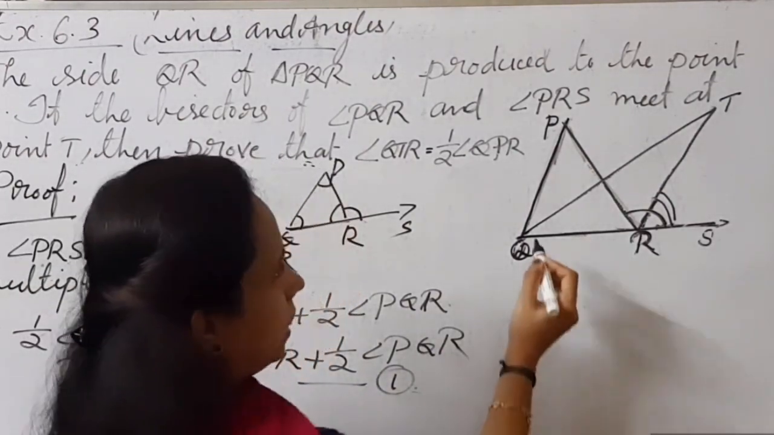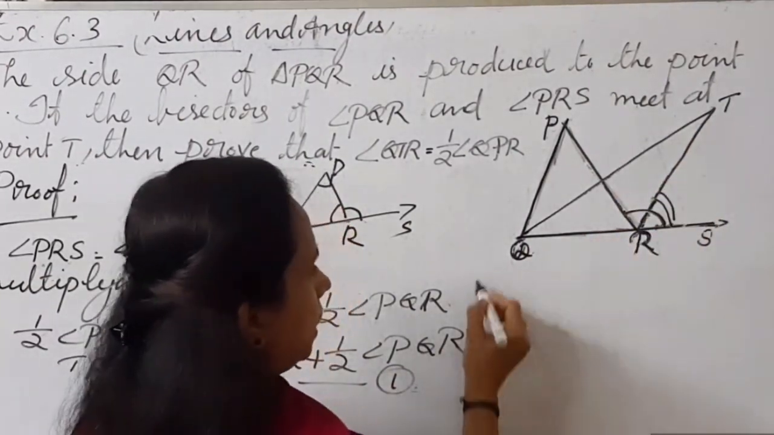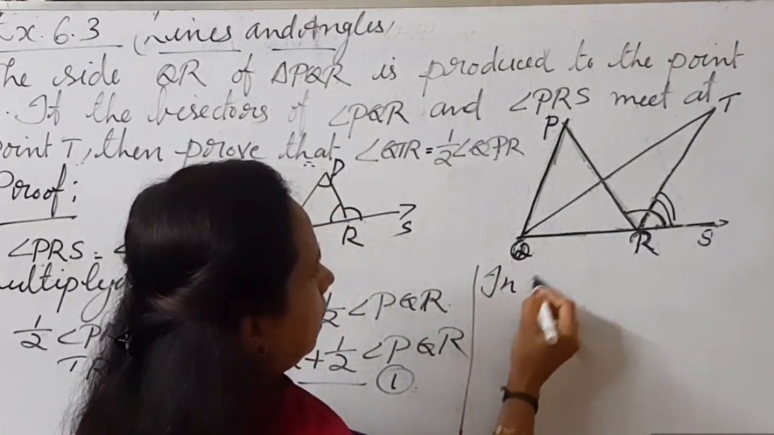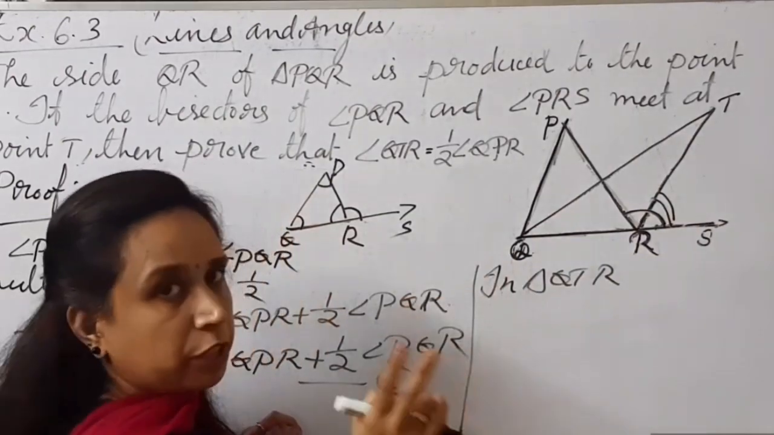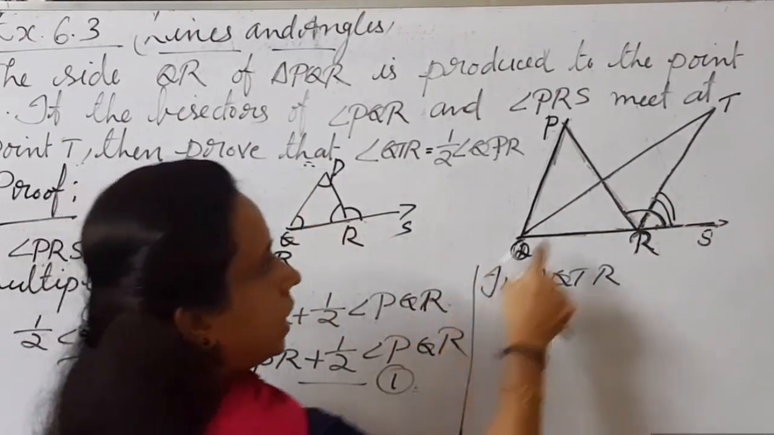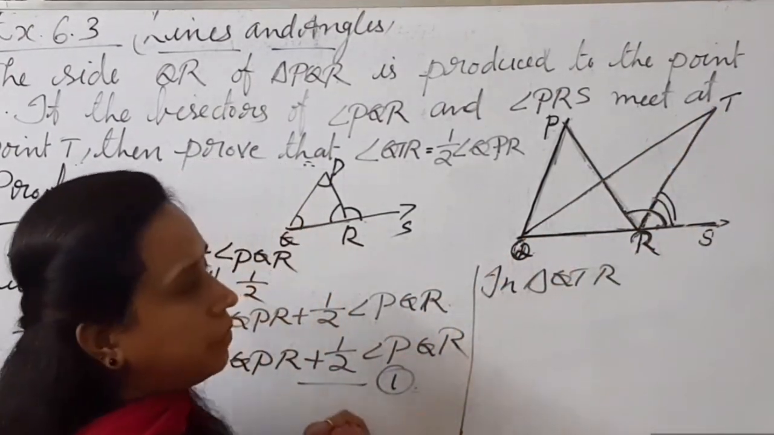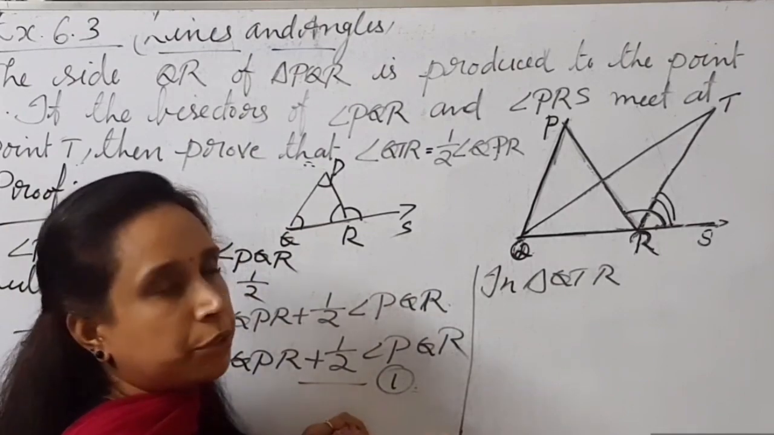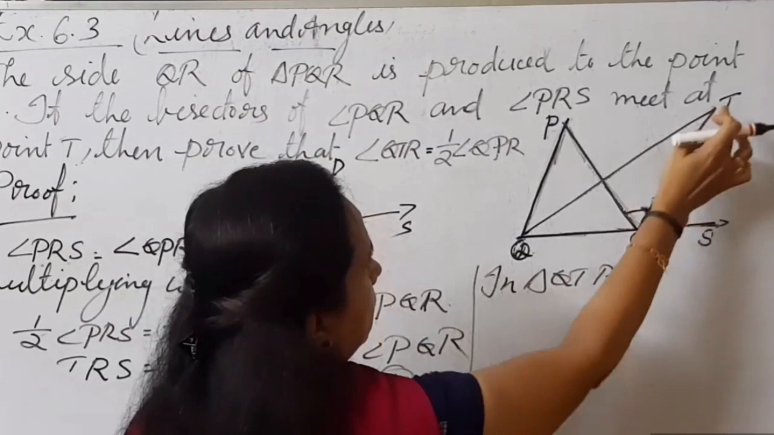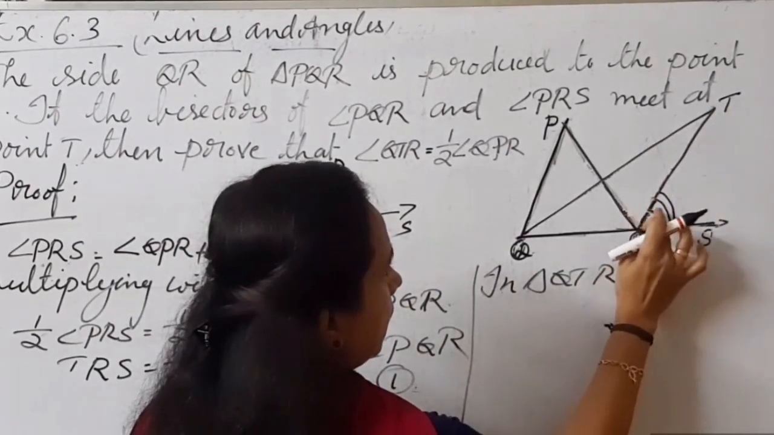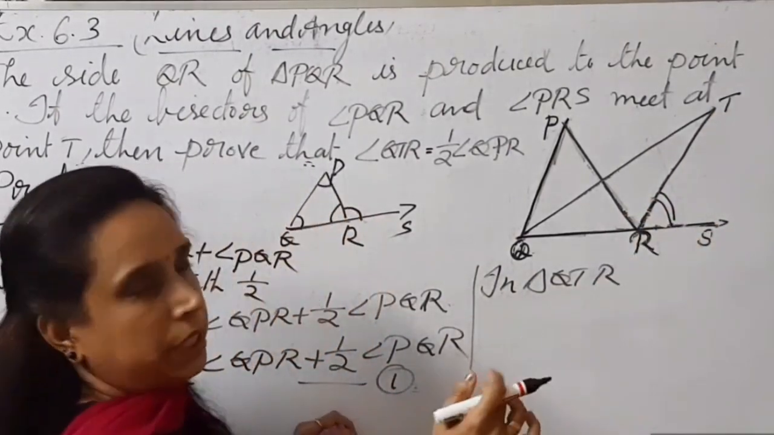Which is the next triangle? Next triangle we can take this QTR. In triangle QTR. One more triangle we are given in this diagram. There is triangle QTR. Same way we are going to take the exterior angle property of a triangle. That is triangle QTR. Angle TRS is the exterior angle of this triangle QTR.